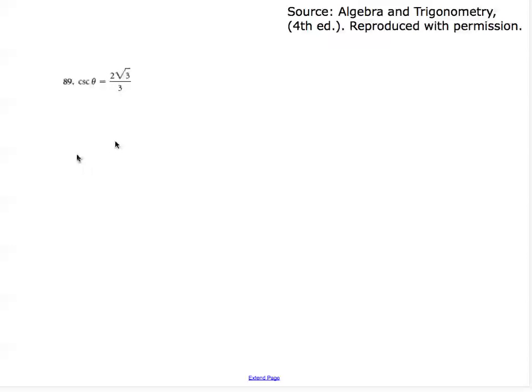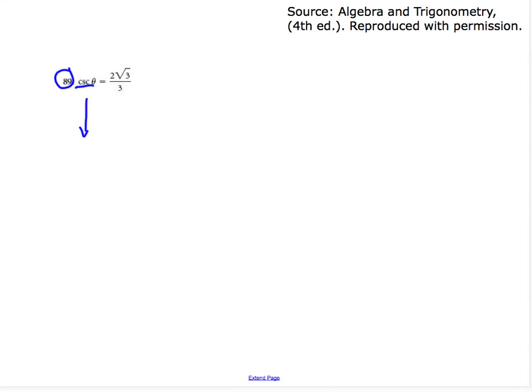Here's a question where we're asked to determine what the angle is. It's basically solve an equation. First off, the thing that bothers me a little bit is that it's a reciprocal ratio, and I know I can't do that with my calculator, so I'm going to try and change that.